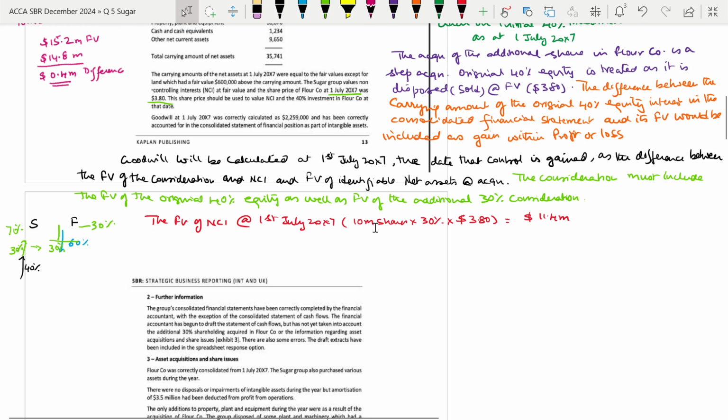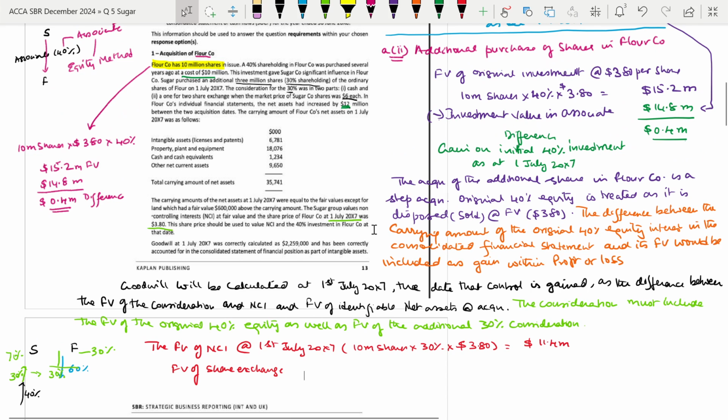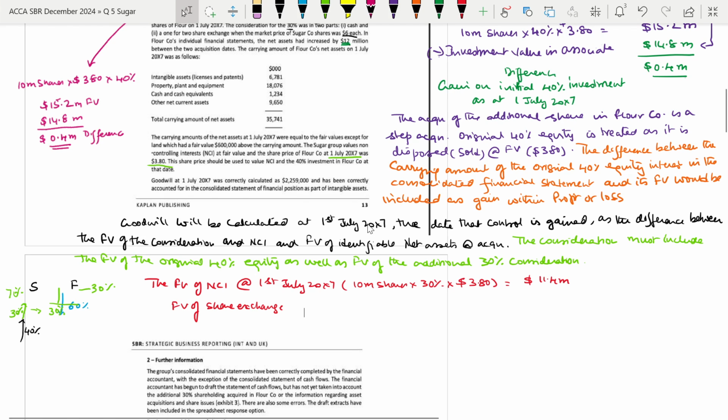Tell me the fair value of the share exchange. How many shares are they exchanging? They are exchanging 3 million shares. Check again. 30%, that is 10 million shares into 30%. It comes to 3 million shares. Are you clear about this?